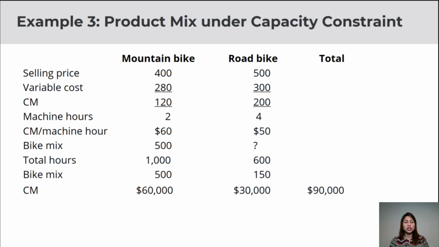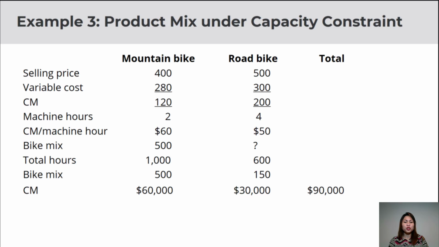Now we need to calculate the total contribution margin per different type of product. 500 bicycles times the contribution margin per unit, which is 120. So 500 times $120 equals $60,000 total contribution margin from mountain bike. Then from road bike, you will get $200 per unit times 150 bicycles equals $30,000 contribution margin. So total contribution margin from these two types of bicycle equals $90,000.